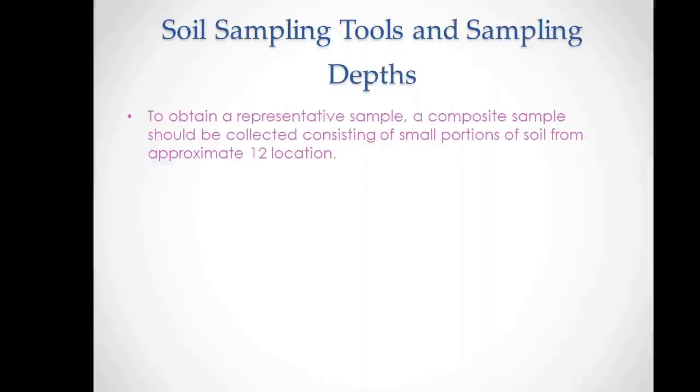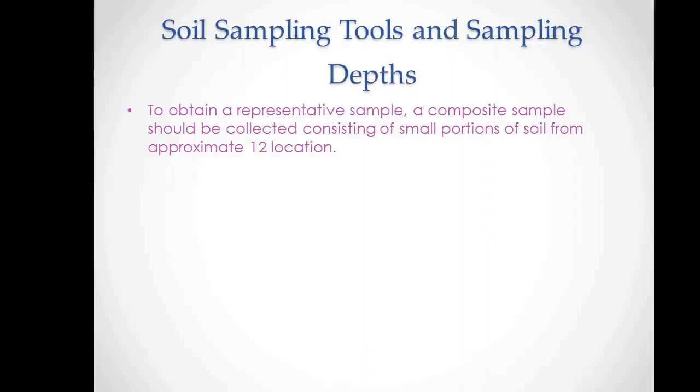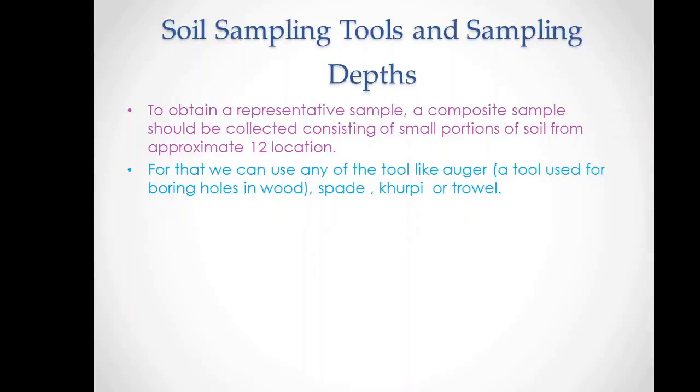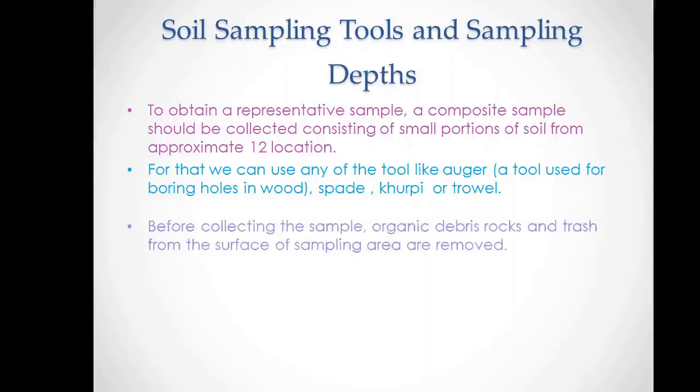Soil sampling tools and sampling bags. To obtain a representative sample, a composite sample should be collected, consisting of small portions of soil from approximately 12 locations. For that, we can use tools like the auger, a tool used for boring holes, a spade, khurpi, and trowel.